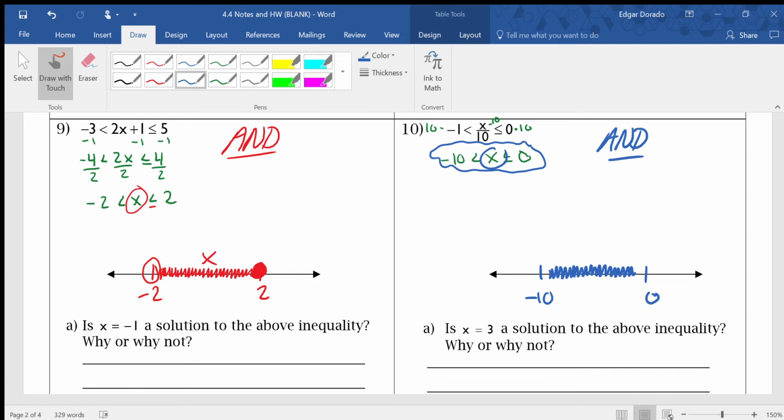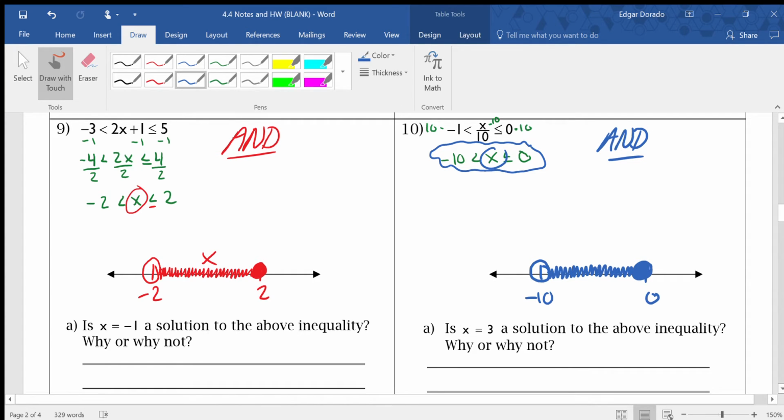Okay, so what symbols do I have to use here, or rather, which type of circles, open or closed? Well, right here it's -10 is less than x, so less than is just an open, and less than or equal to for the 0, so this one is a closed.